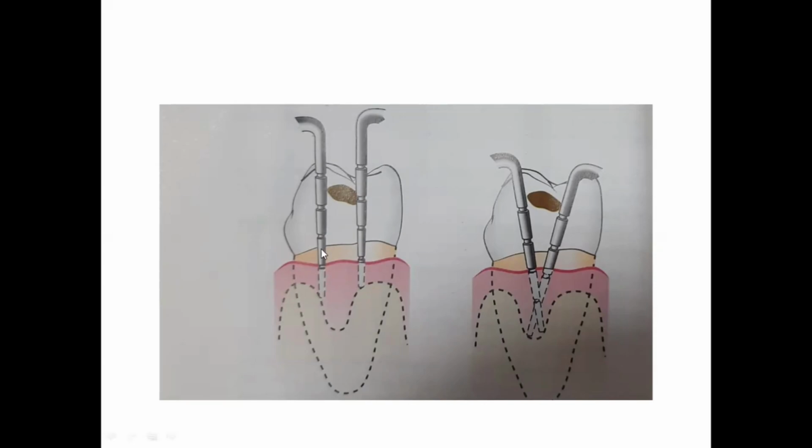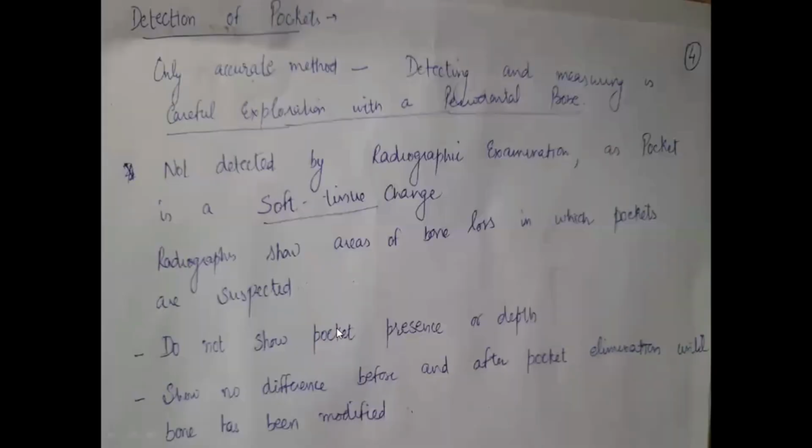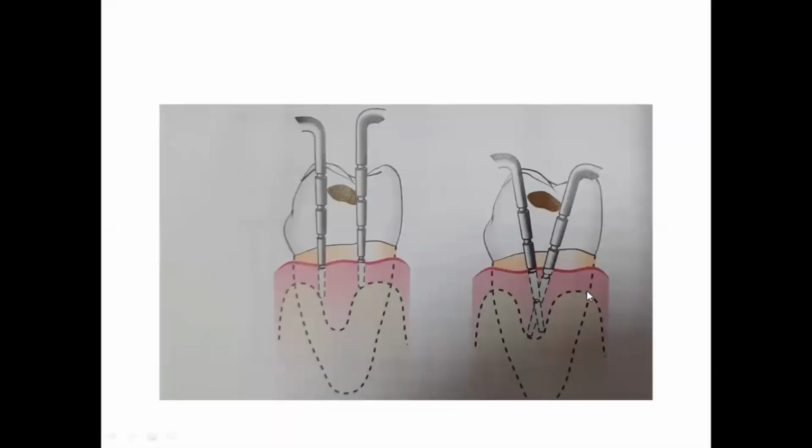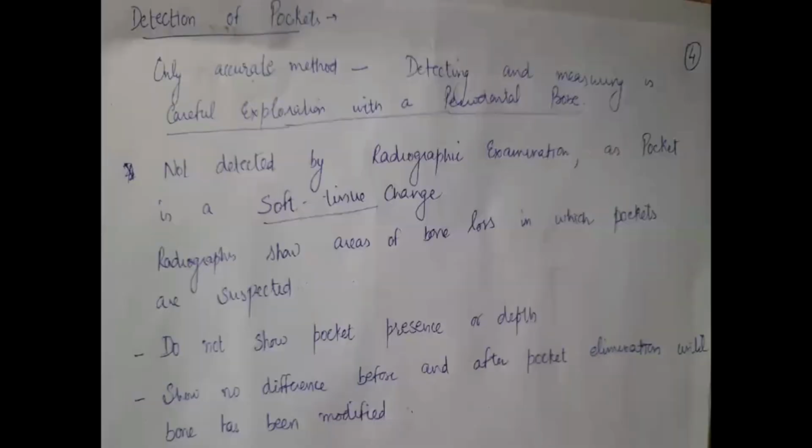Now see, what are the important things which we have to take into account? See, here is the presence of a crater. If we insert the probe in this direction, this will not reach the maximum depth of the crater and we will not come to know about the actual depth. So the probe is to be angulated from both buccal and lingual directions towards the center of the crater so that the actual depth can be monitored.